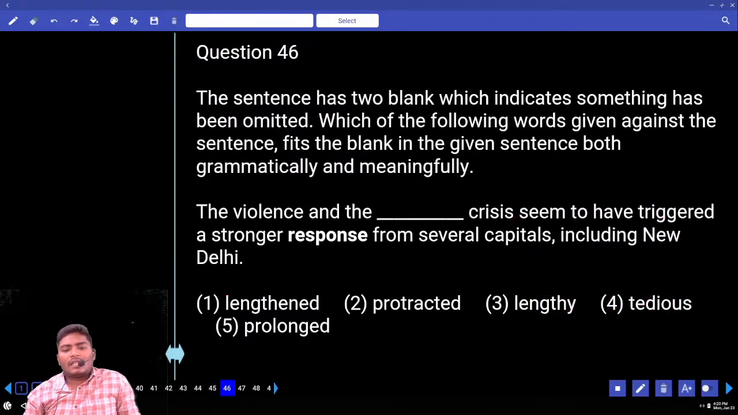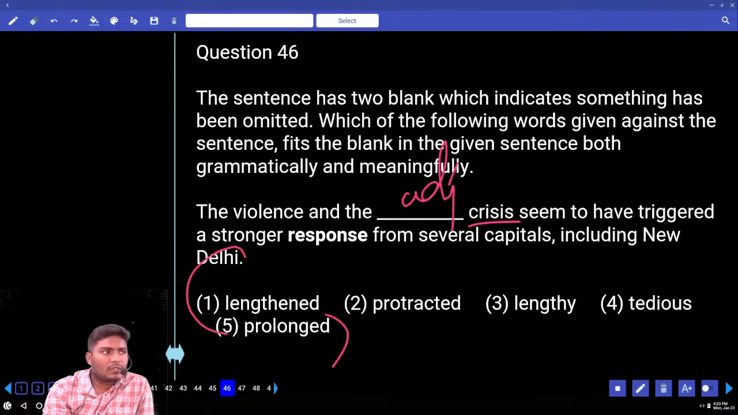The violence and the dash crisis seem to have triggered a stronger. Tell me the parts of speech of these words.